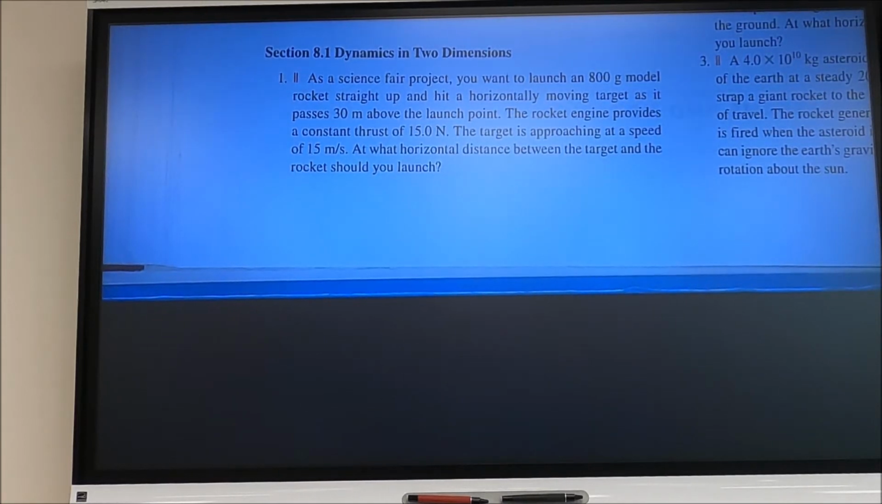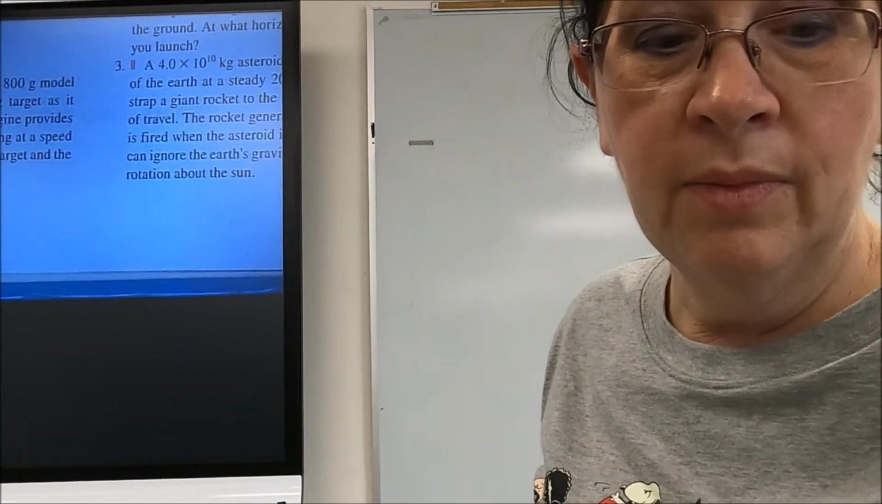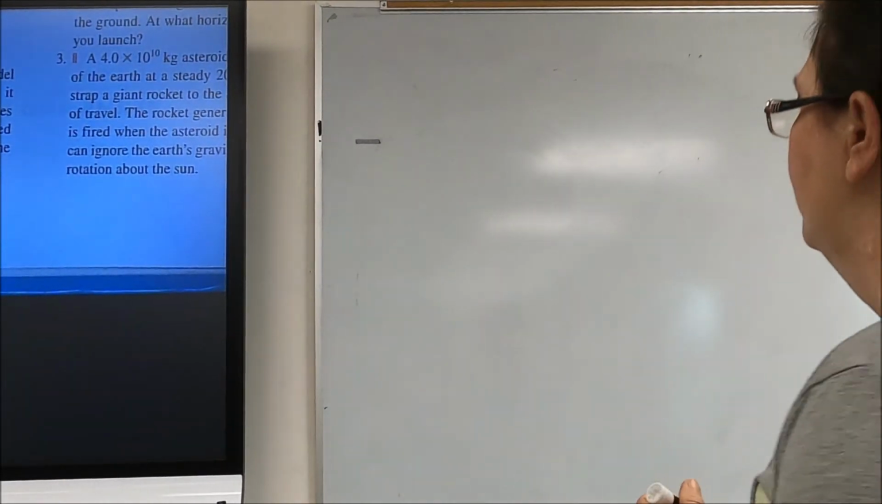At first glance, you're going, what do you mean? Well, this is a situation where we're trying to make things meet. We've got an x motion and a y motion, and we want them to end up at the same location in space at a given moment in time. So let's draw a picture. This one's a really simple one.